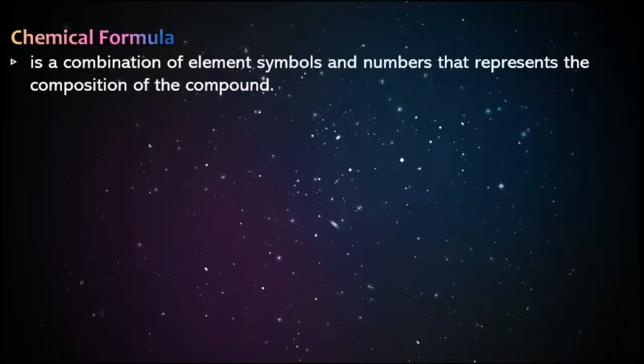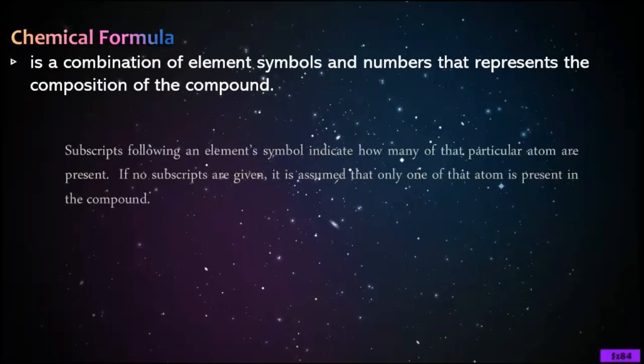Again, a chemical formula is a combination of element symbols and numbers that represents the composition of the compound. Take note, subscripts following an element symbol indicate how many of that particular atom are present. If no subscripts are given, that means we only have one atom present.